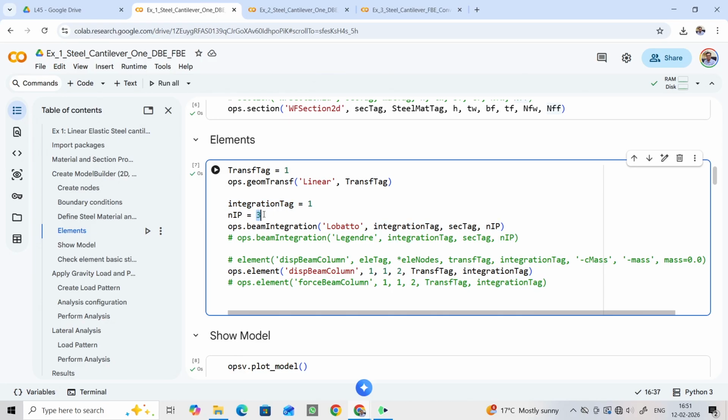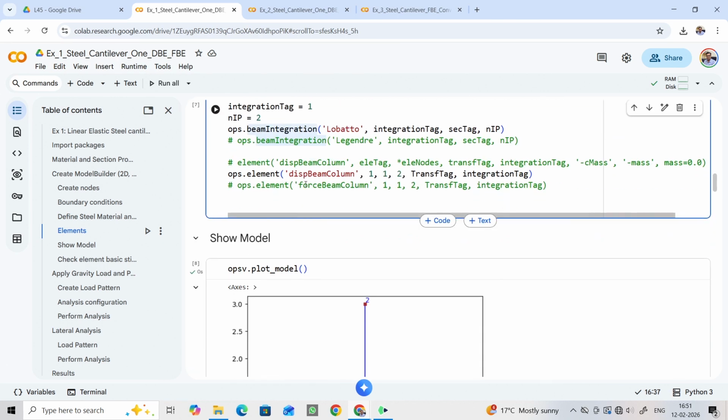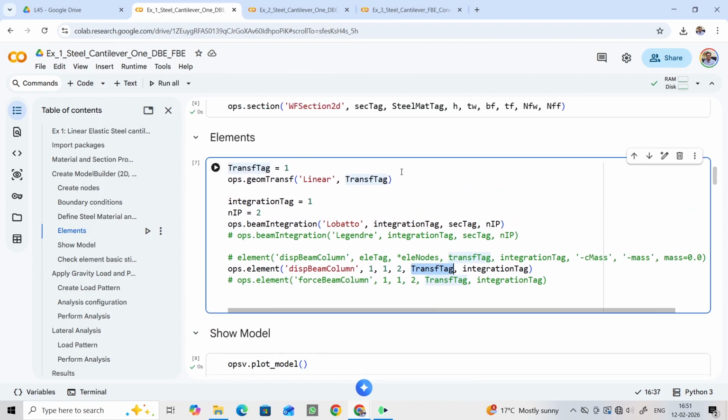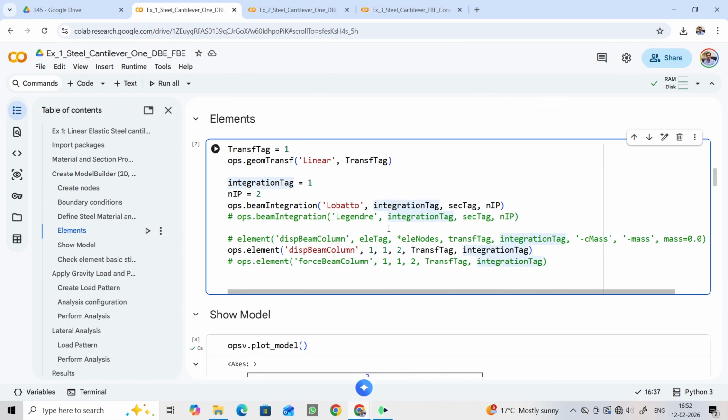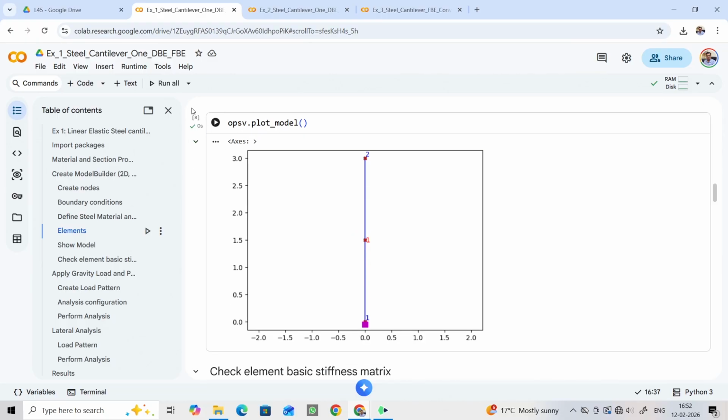Okay. So, let me go back to integration point 2, and then here let me keep it Lobatto. So, 2 integration points with Lobatto, and then I am first looking at the displacement beam column element. The command is dispBeamColumn. This is the element number connecting node 1 and 2. Node 1 is the ith node, 2 is the jth node. Transformation tag is linear, there is no P-delta. Integration tag is this one where we are defining the Lobatto integration. Okay. This is the model. Let me run it.